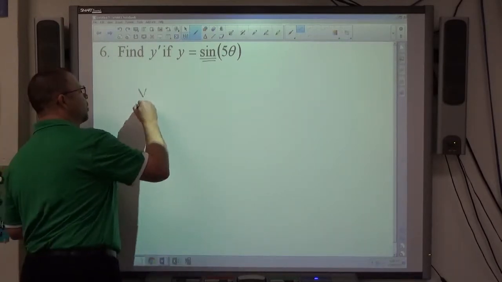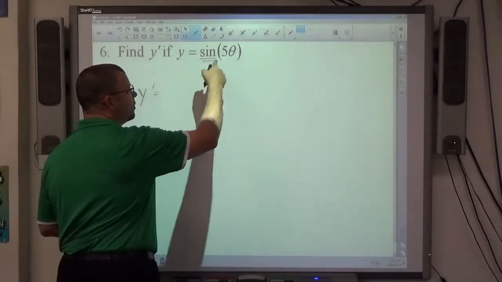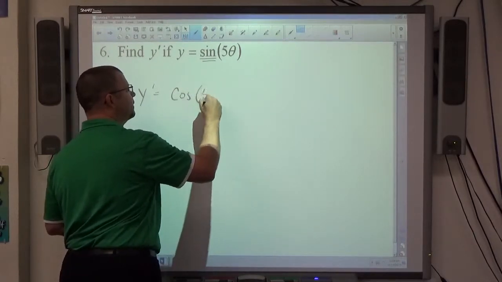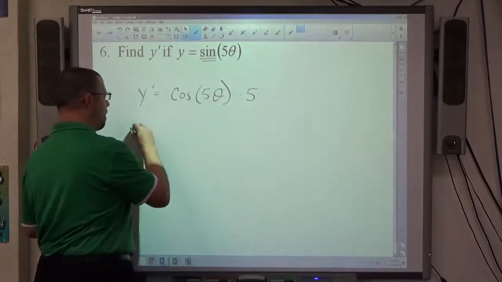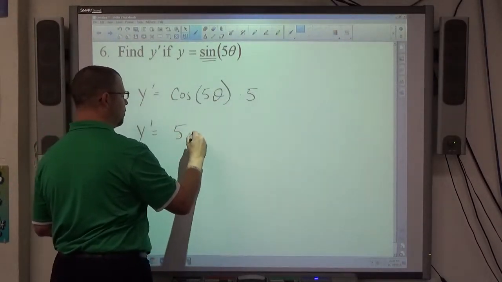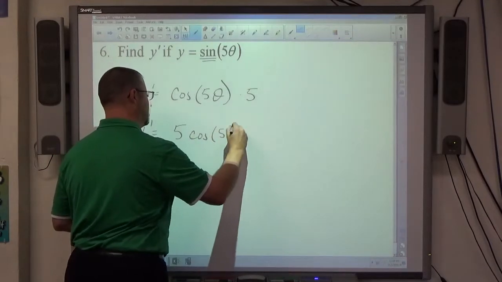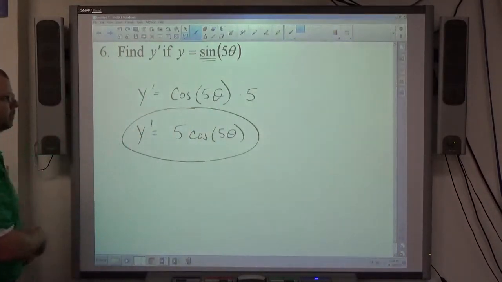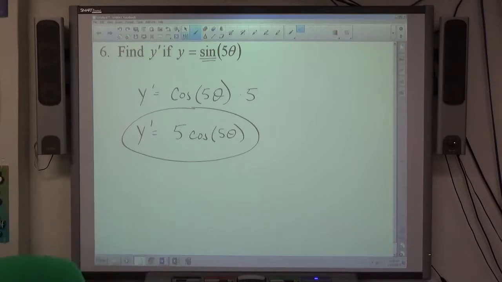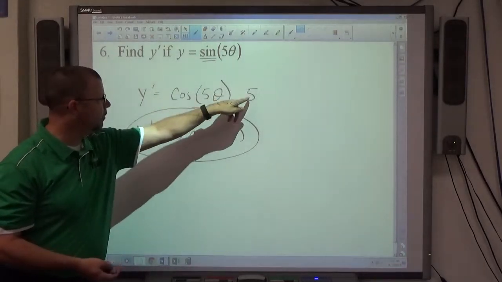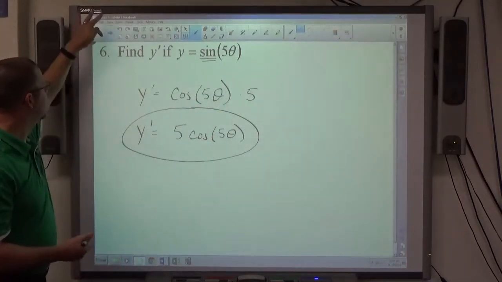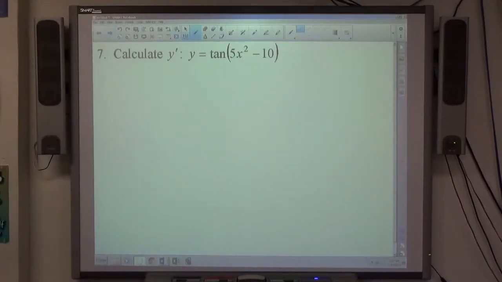So if I use the chain rule, y prime equals, the derivative of sine is cosine of the same thing. And then the derivative of 5 theta is 5. And all I can do to make that any prettier is move the 5 out in front. The main idea on that problem is know your trig derivatives, know how the chain rule works. It'll be that basic. It'll be some trig derivative of some simple function. You do the trig derivative of the same thing, derivative of the function, move it out in front. Easy 8 points.